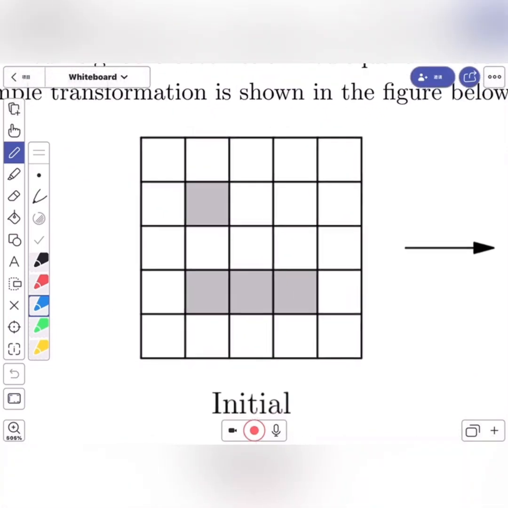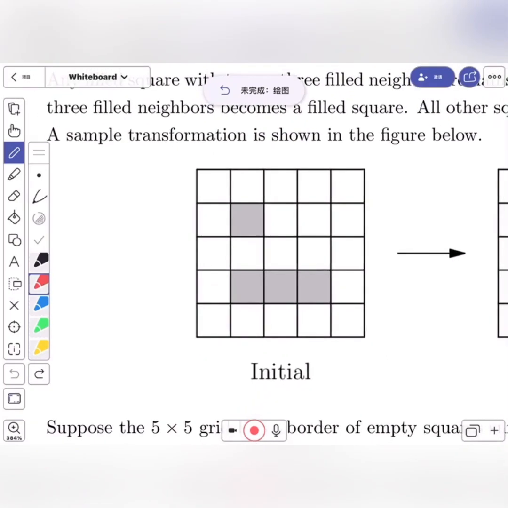So now let's look at this square. This square would obviously not be filled after the transformation. However, this one would be filled because we have 1, 2, and 3 neighbors. Now after this square is filled, then we know that this square must also be filled. And if this square just remains filled, it does not become empty. And from here, we know that this square would also be filled.